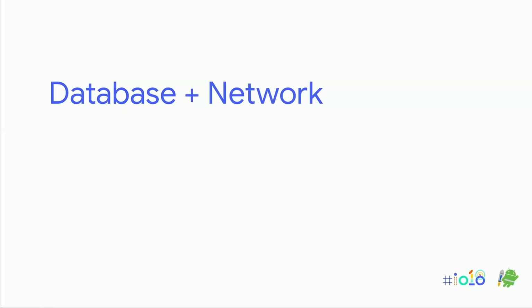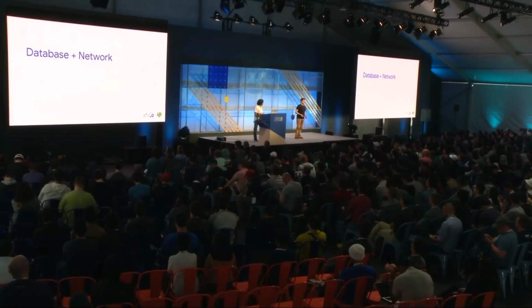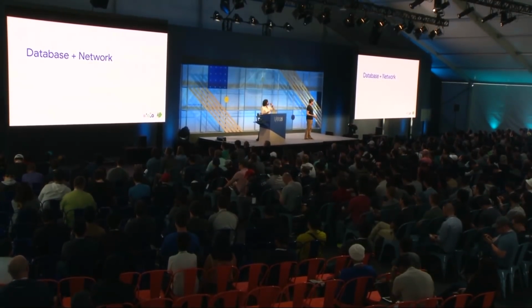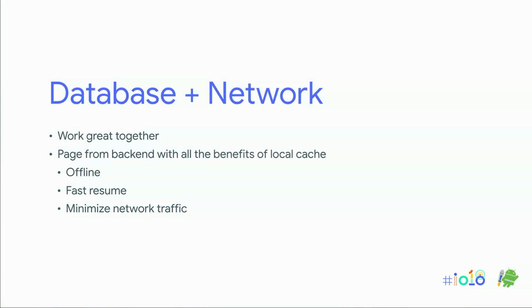All right, so you talked through what we might see implementing a data source. But what happens when we want to load from multiple sources at once? So, a database plus network solution. These two components can work really nicely together when the database acts as a cache for the network. You can page from your backend with all the benefits of the local cache. You can have really nice offline support. You can resume quickly if the application has been killed and restarted. And you can minimize network traffic by taking advantage of data that's already on device.